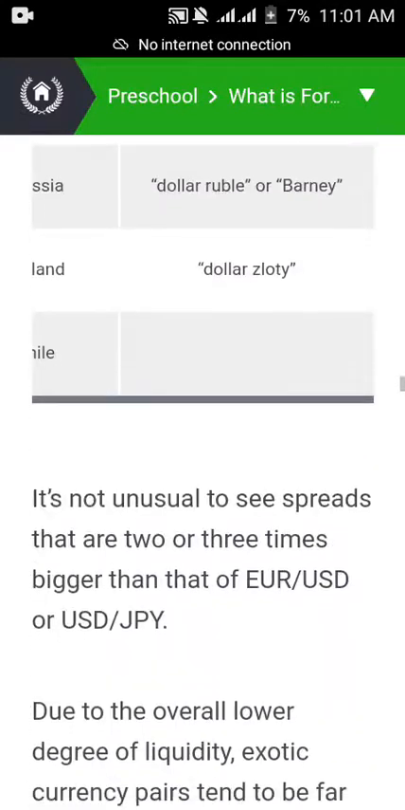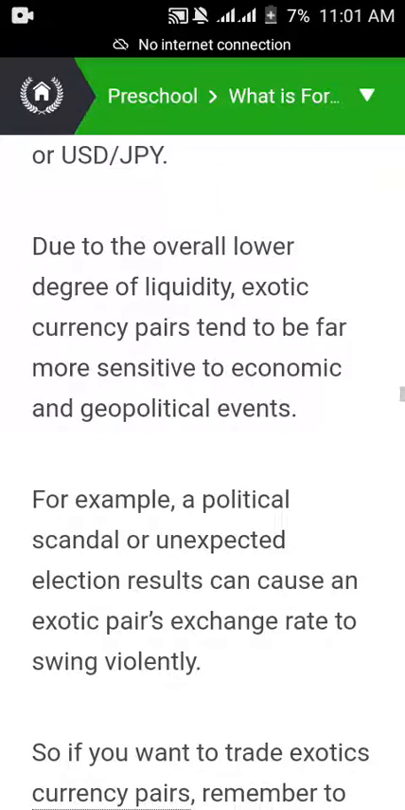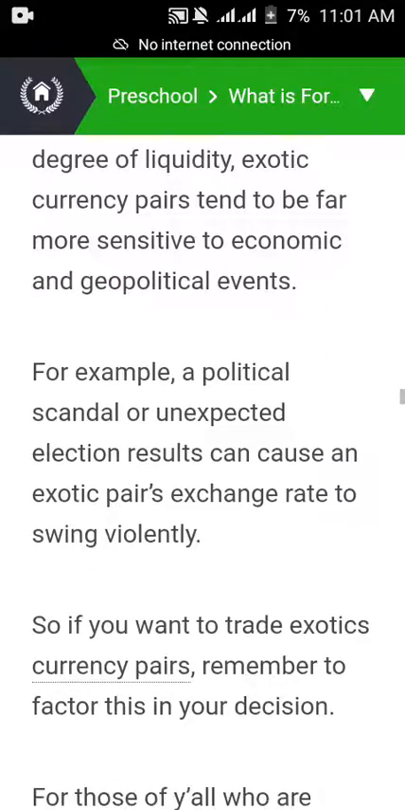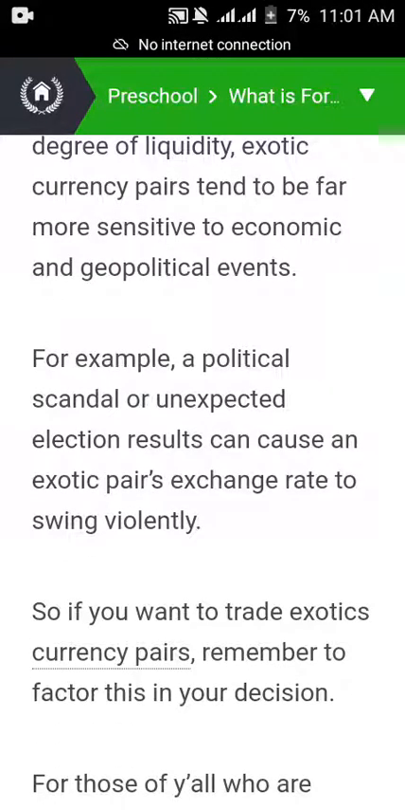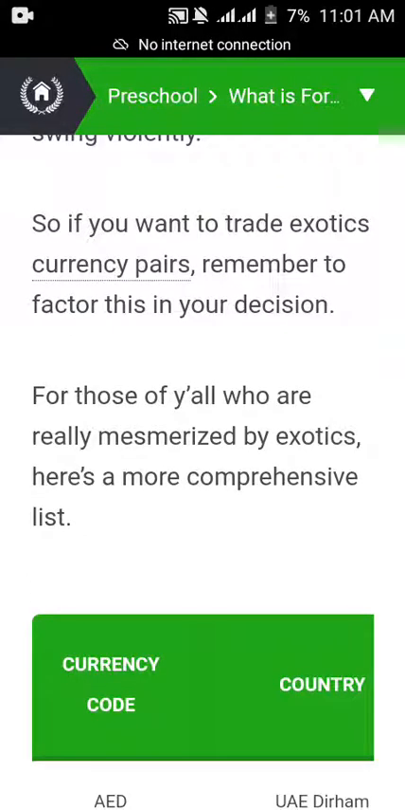So it is not unusual to see spreads that are 2 or 3 times bigger than that of Euro/USD or USD/Japanese yen. Due to the overall lower degree of liquidity, exotic currency pairs tend to be far more sensitive to economic and geopolitical events. For example, a political scandal or unexpected election result can cause an exotic pair's exchange rate to swing violently. So if you want to trade exotic currency pairs, remember to factor this in your decision.